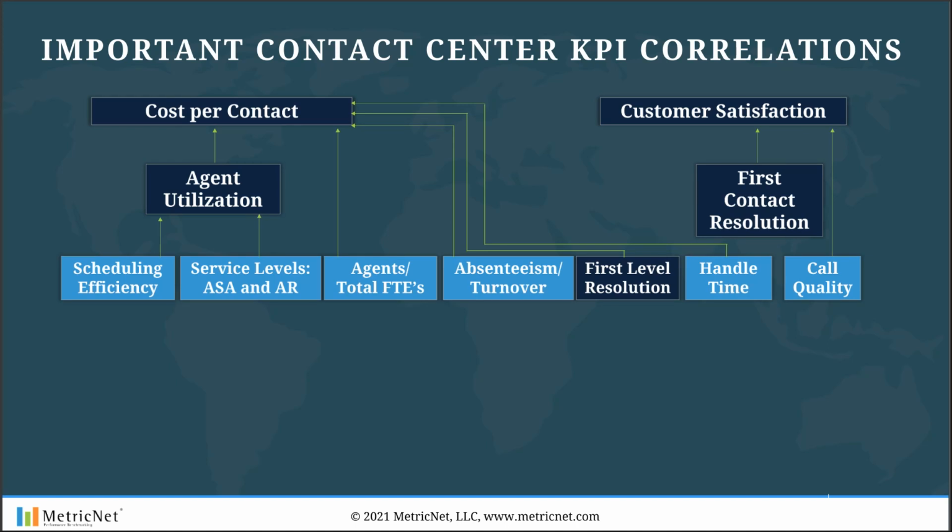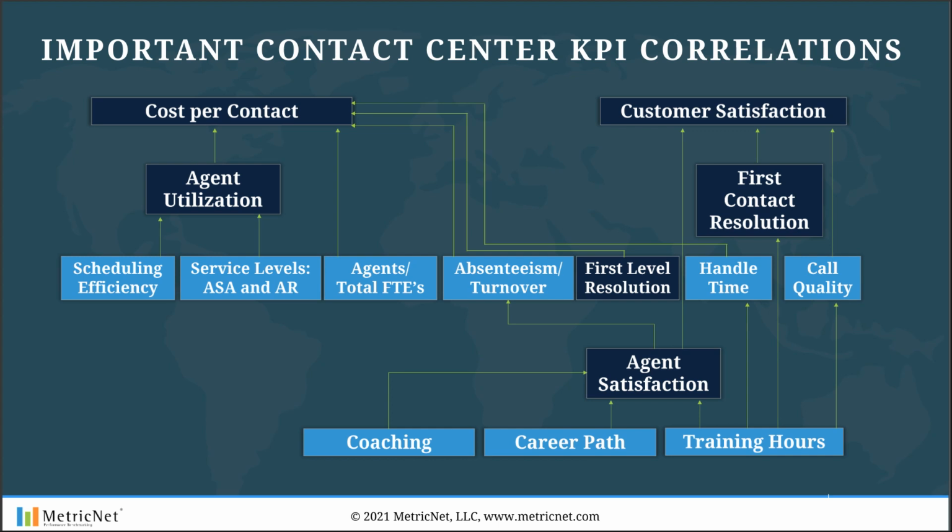Then we have a tertiary level of metrics. The metrics in the dark blue boxes are those that are on the short list, meaning that they are key performance indicators. We have agent job satisfaction, which is critically important because it drives customer satisfaction. So this old adage, happy agent equals happy customer, is not just a cliche. It turns out that it's actually empirically demonstrable. We can prove this, that as agent job satisfaction goes up, so too does customer satisfaction. And as agent job satisfaction improves, absenteeism and turnover goes down, and that in turn reduces your cost per contact. Then we have our drivers of agent job satisfaction, which are coaching, career pathing, and training.